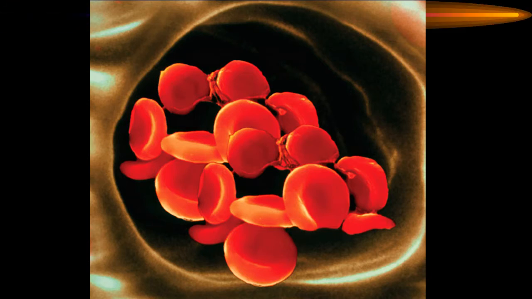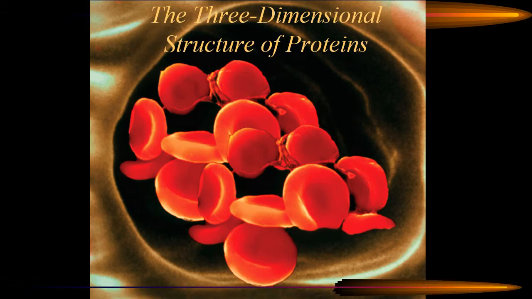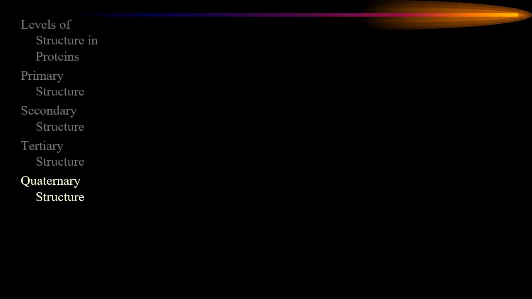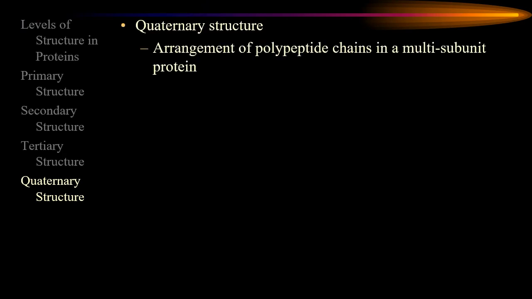Okay, let's move on to quaternary structures of proteins. Quaternary structure is exhibited only by proteins that contain more than one polypeptide chain, in other words, a multi-subunit protein. If your protein only has one chain, then it doesn't apply to talk about quaternary structure. So, if you're talking about quaternary structures, you talk of dimers, trimers, tetramers, and so on.